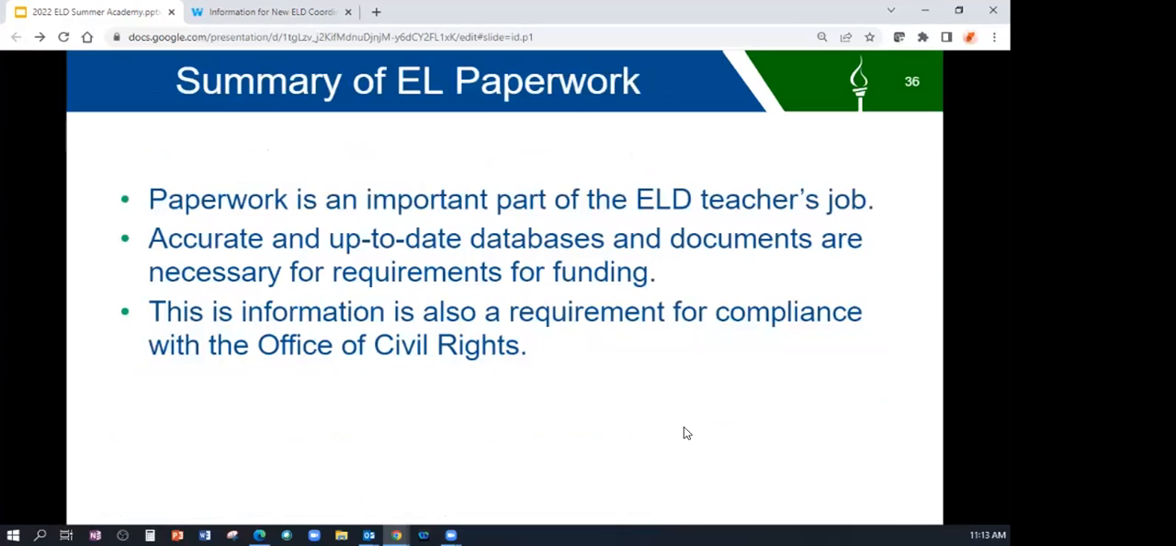Paperwork is an important part of ELD, and that really is one of the things that probably is the most time consuming at the beginning of the year and maybe at the end of the year as well. It's an ongoing thing that you have to keep your paperwork up to date. Your database of where your students are, what proficiency level are necessary for funding. And it's also a requirement of the Office of Civil Rights to be in compliance.